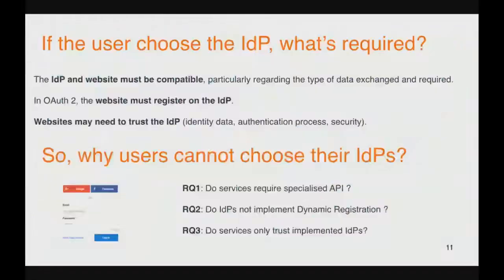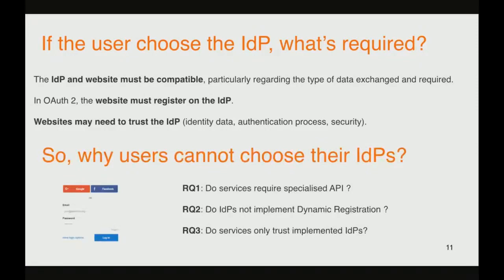So why is it impossible for the user to choose their identity provider? We have two research questions. The first one is that maybe the service requires a specialized API or specialized data, so that any identity provider cannot be used. The second research question is that maybe the identity providers do not implement dynamic registration that would allow the plugging of any identity provider on any website. And finally, maybe it's just a trust issue between websites and identity providers.